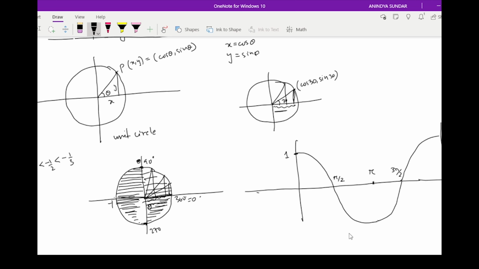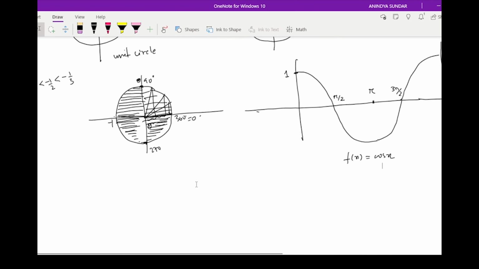So this is my f(x) equal to cos x. Now I will take a little portion of that so that this function becomes one-one and onto. Because in this particular function, I can easily see that it is neither one-one nor onto, because this function continues like this.